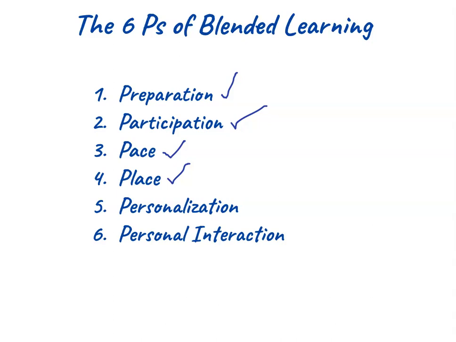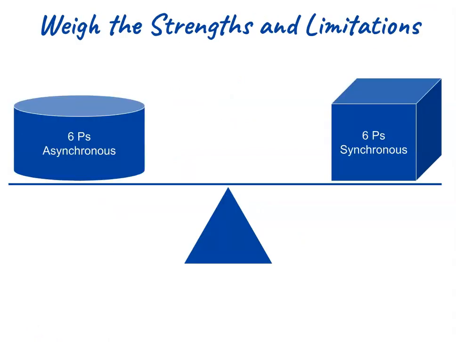one of them? Personalization means how much can the learning in the course, in the blended course, be personalized to individual students, ways of learning, their needs, their preferences. And then personal interaction is how does the instructor work with students? What forms does that take in the asynchronous space, and what forms does it take in the face-to-face or synchronous space? Okay, so those are the 6 Ps.